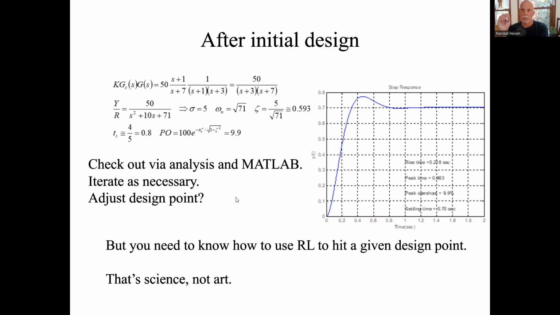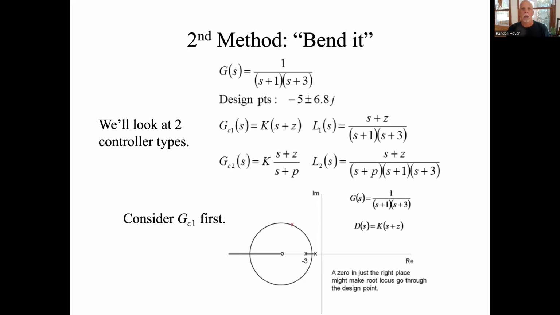Sometimes picking the design point is a little bit of art, but I told my students, just know the science part, cranking through the numbers. We'll worry about making approximations and that kind of thing later. So that's one of two major methods. I call it the move the pole method. The second method I teach I call the bend it method, and I'll save that for another video.